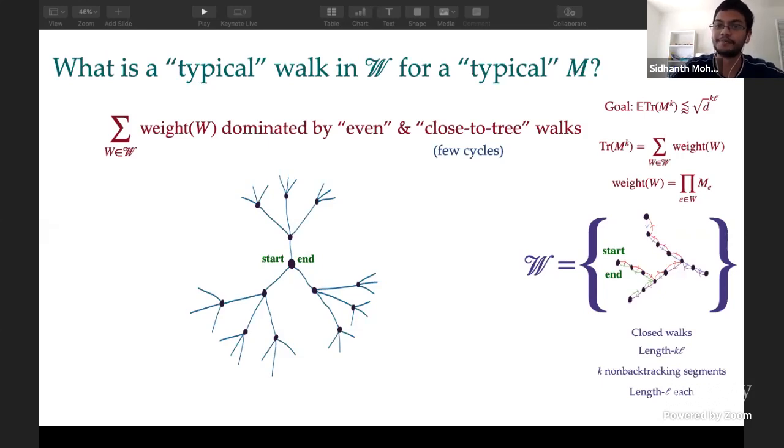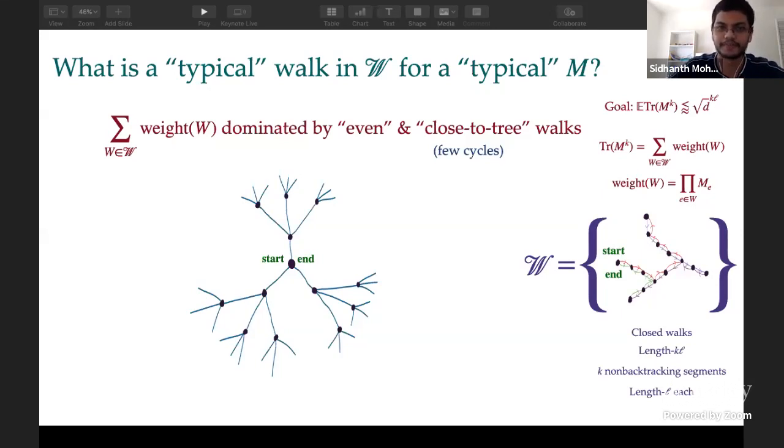In particular, it's dominated by walks which are even. That is, every edge is walked on an even number of times. And also, these walks have the property that they have almost no cycles. They're very close to trees, and all the cycles on them are also very long. And the first interesting combinatorial question in trying to account for these walks is to count walks on a tree.